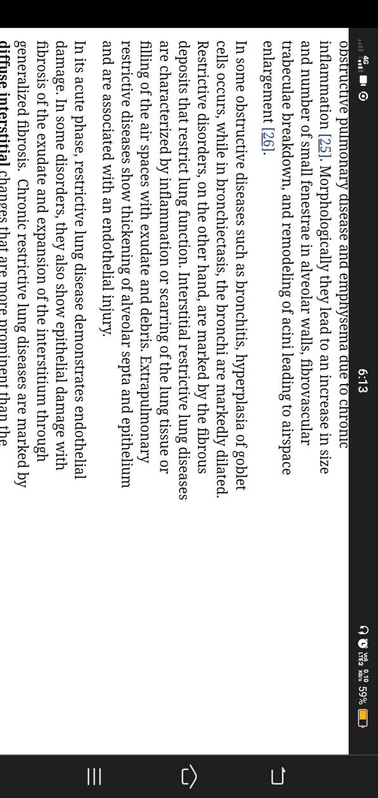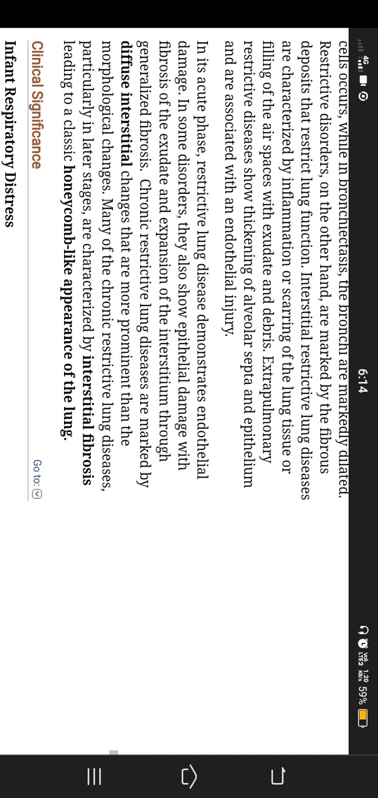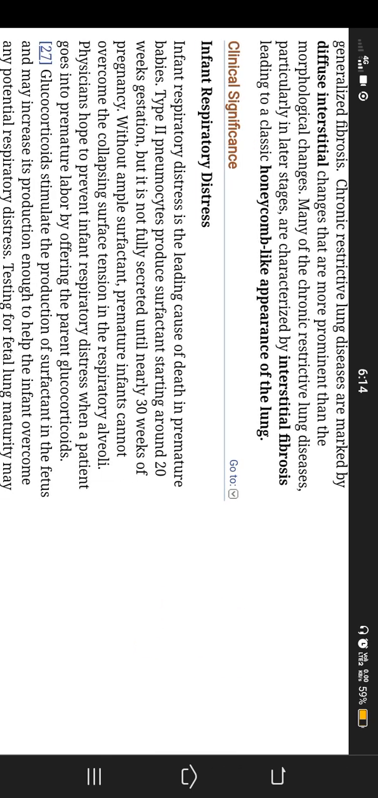Then, interstitial restrictive lung diseases are characterized by inflammation or scarring of the lung tissue or filling of the air spaces with exudate and debris. Then, extrapulmonary restrictive diseases show thickening of alveolar septa and epithelium and are associated with an endothelial injury. In its acute phase, restrictive lung disease demonstrates endothelial damage. In some disorders, they also show epithelial damage with fibrosis of the exudate and expansion of the interstitium through generalized fibrosis. Chronic restrictive lung diseases are marked by diffuse interstitial changes that are more prominent than the morphological changes. Many of the chronic restrictive lung diseases, particularly in later stages, are characterized by interstitial fibrosis leading to a classic honeycomb-like appearance of the lung.